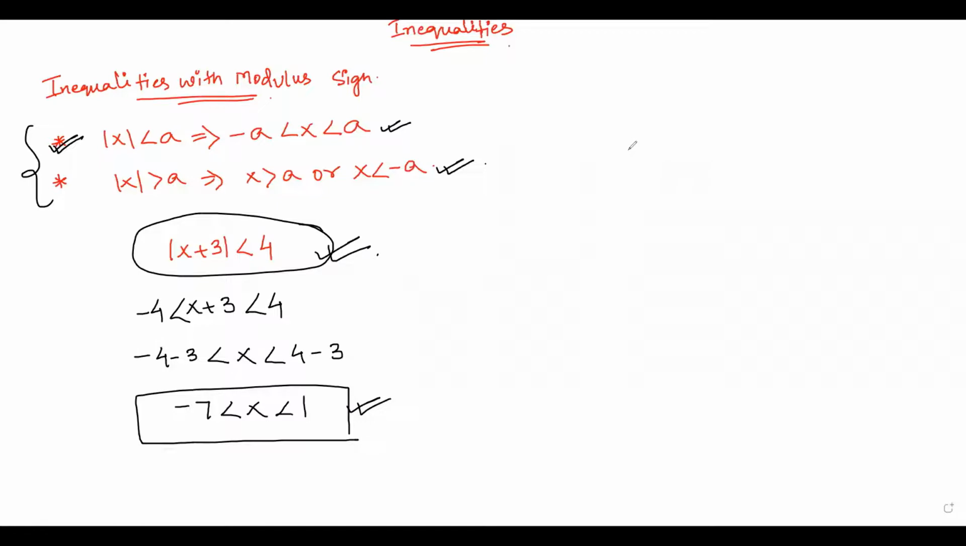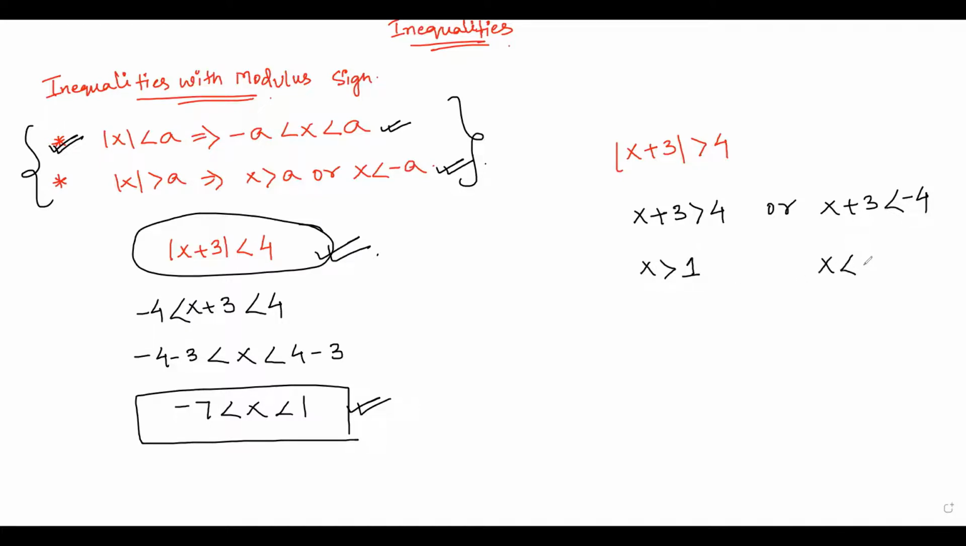In a similar way, if we consider mod of x plus 3 to be greater than 4, in that case, using the same definition, we can write x plus 3 to be greater than 4 or x plus 3 to be less than minus 4. So from here, we can say that x has to be greater than 4 minus 3, that is x has to be greater than 1. And from here, we can say that x has to be less than minus 4 minus 3, that is minus 7.